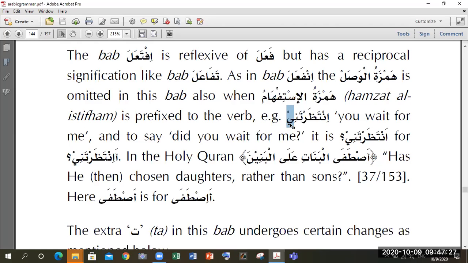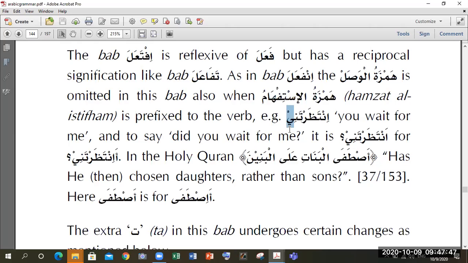Object. That revision, whatever we have done, it's not wasted. We need to use it here. Pronoun is added with verb. It's an object. So it's a verb, we know, right? And this ya is added as a pronoun. So when a pronoun is attached to a verb, it is always an object.